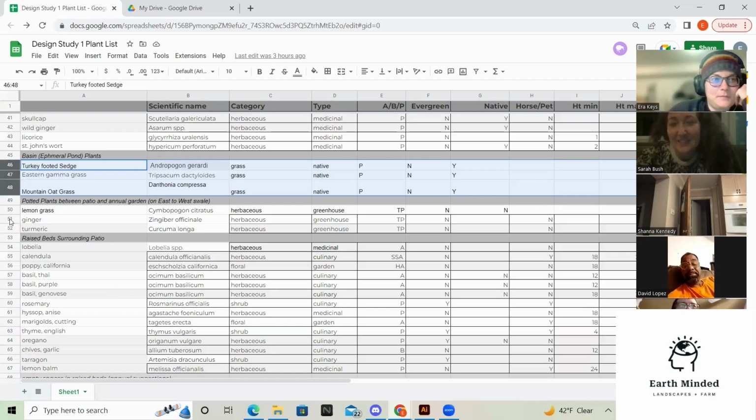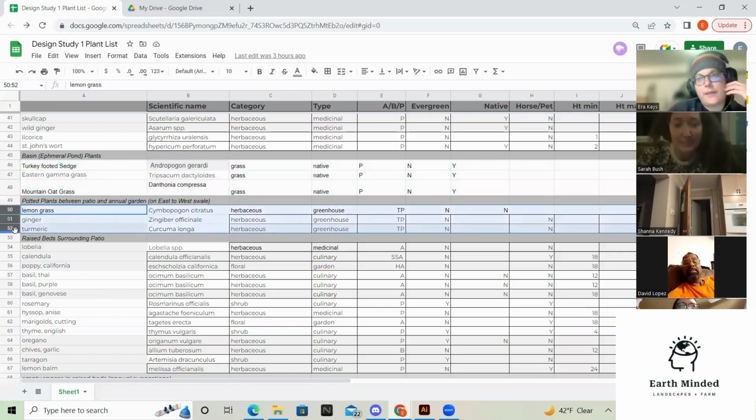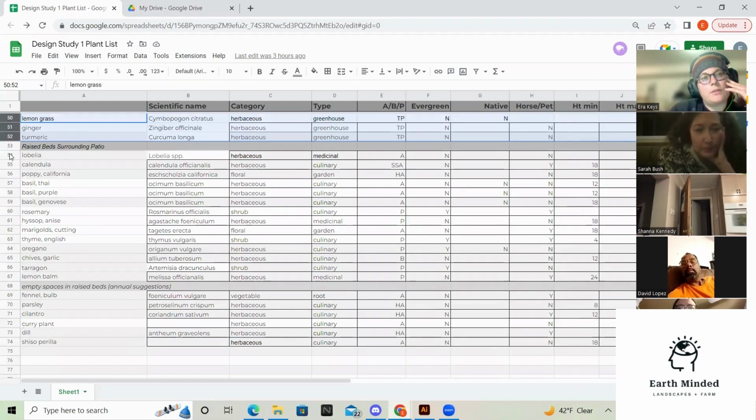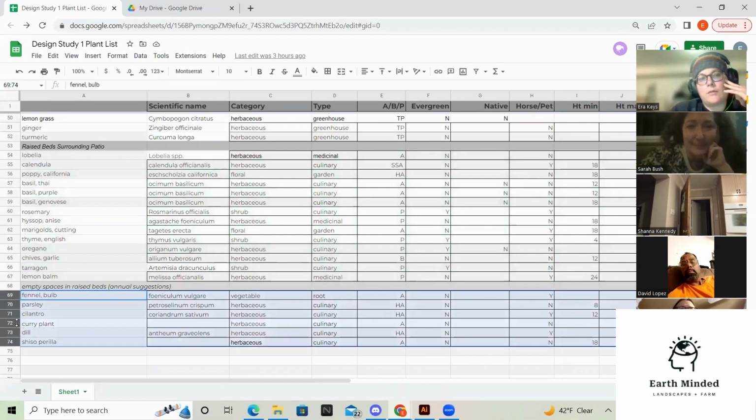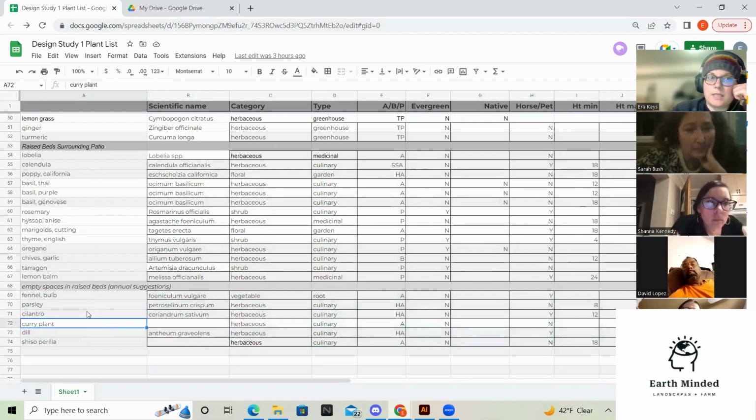Okay, thank you. So between the annual garden and the patio, we have potted plants of lemongrass, ginger, and turmeric that they can move into the processing shed. Going to move to the raised beds surrounding the patio. These are annual and perennial plants that I have designed for them. And then the empty spaces, these are my recommendations, rows 69 through 74. They didn't ask for these plants. These are not plants that they commonly eat, but I put them on here so they could explore them. Any questions about these raised beds?